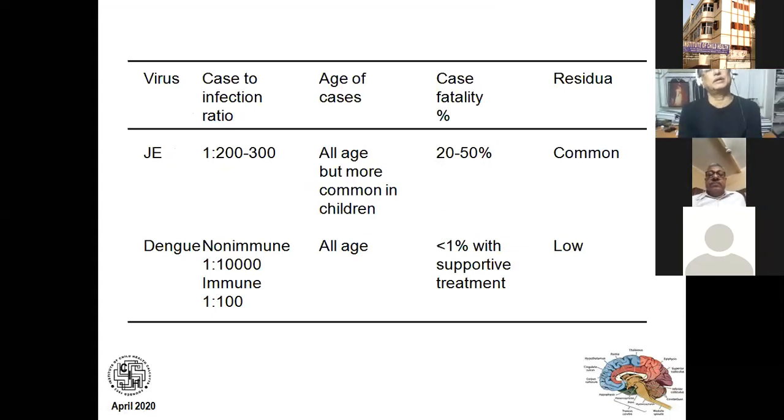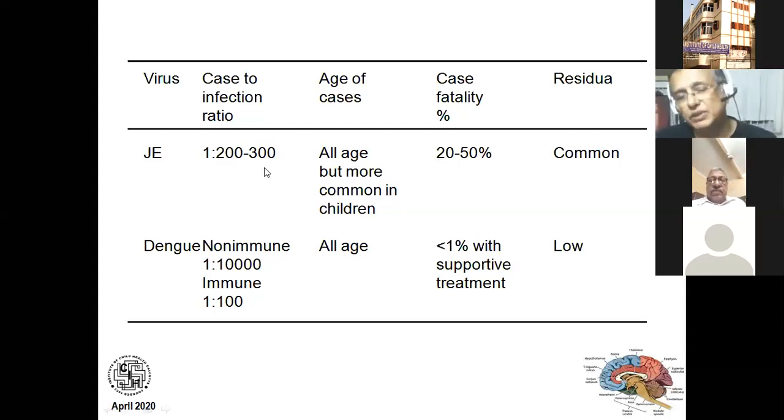Whenever you are seeded or you are infected by a virus, not necessarily you will develop the disease. In case of Japanese encephalitis, out of 250 being infected, only one will develop the disease. What will happen to the rest? The rest will develop immunity against the disease.